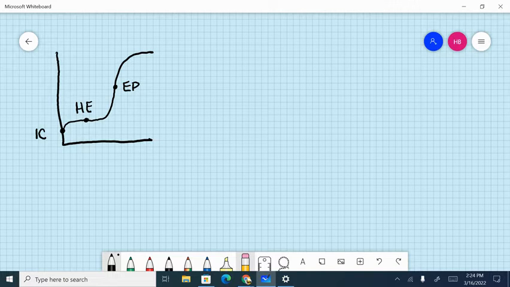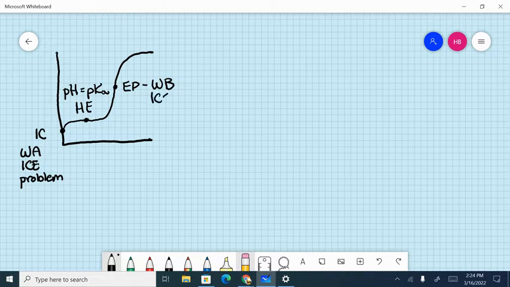So in the beginning, it is a weak acid ice problem. At the half equivalence point, pretty straightforward. It's where the pH equals the pKa. At the equivalence point, it is a weak base ice problem.